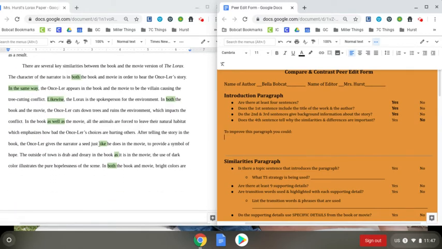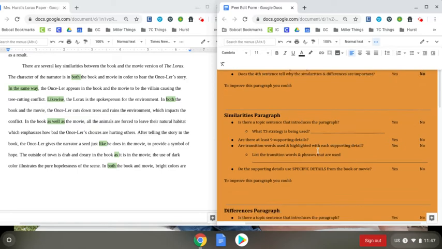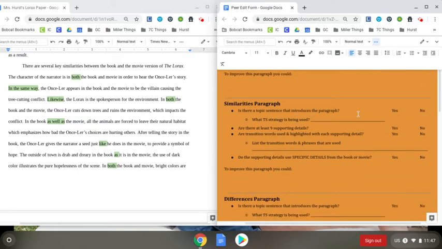Then you're going to jump down to the similarities. So you're going to look at the next section of their paper and come to the next section here. Is there a topic sentence that introduces the paragraph? Well, remember the topic sentence should tell what the paragraph is going to be about. This paragraph should be about similarities.